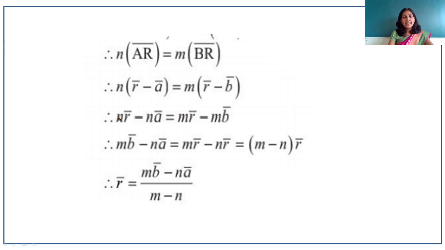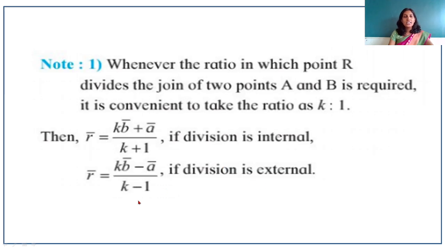So we take the R bar terms on one side, that is M R bar minus N R bar here, and this minus M B bar goes there. So M B bar minus N A bar is equal to M R bar minus N R bar. We take R bar common: R bar into bracket M minus N. So R bar is equal to M B bar minus N A bar upon M minus N. This is the section formula for external division.